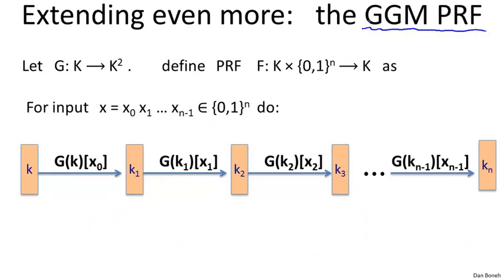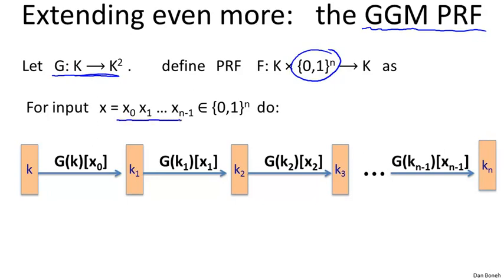GGM stands for Goldreich, Goldwasser, and Micali. These are the inventors of this PRF. And the way it works is as follows. So we start off with a generator that just doubles its output. And now we're able to build a PRF that acts on a large domain, namely a domain of size {0,1}^n, where n could be as big as 128 or even more.